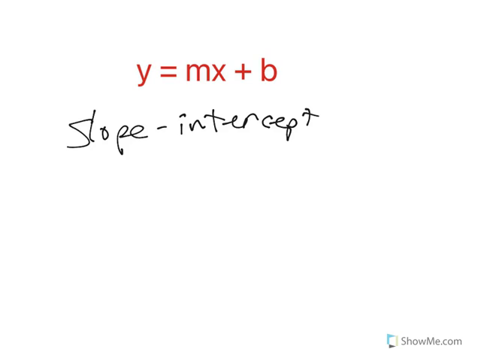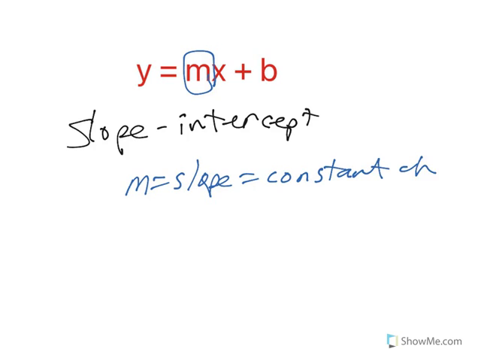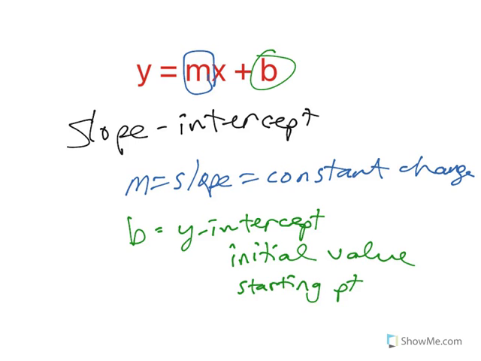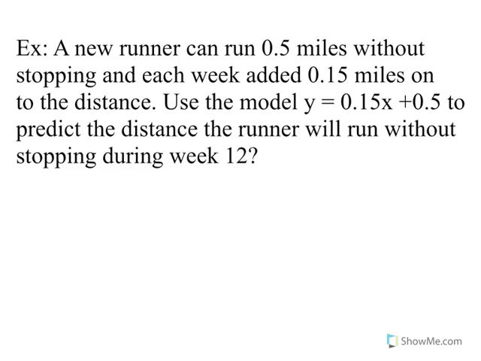Now, when we have an equation in slope-intercept form, it's important to remember that m is the slope, and slope is the constant change over time. So something that happens again and again and again and is consistent. b is our y-intercept. Generally, our y-intercept is when time equals 0, or it's our initial value, also sometimes known as our starting point. So those are all of the ways that I talk about y-intercept. So let's go ahead and play with these.